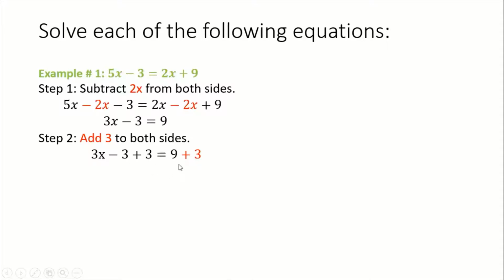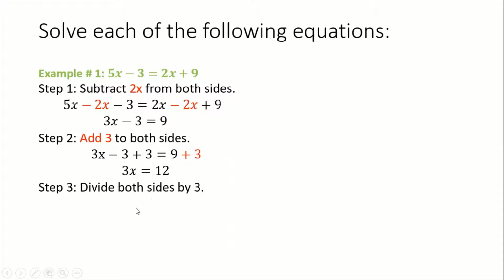At this stage, what are you going to do? You're going to simplify. When you simplify, note that minus 3 plus 3 is 0, and 0 plus 3x is just 3x, and 9 plus 3 will give us 12, right? So how can you get x by itself? Note that 3x means 3 times x, so which means that we can do the opposite of multiplying by 3 to transfer the 3 over to where 12 is. So we are going to divide both sides by 3.